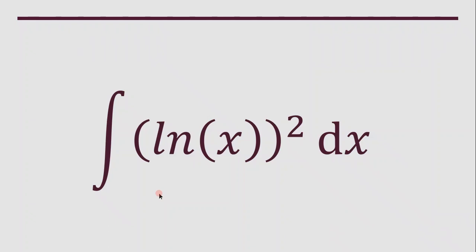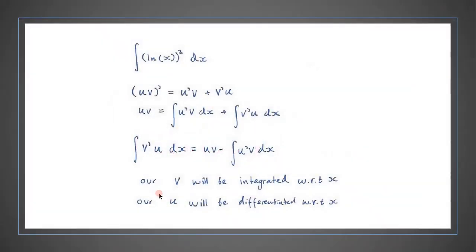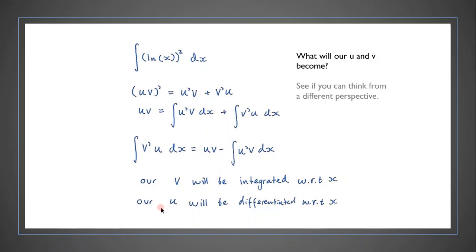So ln x squared, how do we integrate this? What is our u and what is our v? So I'm not going to run through this step again, I know you understand it. So what will our u and v become? Because we don't have two functions, we've got ln x and ln x. So is that what we do? Do we just put v as ln x and u as ln x? You could, but there is a quicker way. See if you can think from a different perspective, and I'll give you a hint. Which functions are equal to 1?